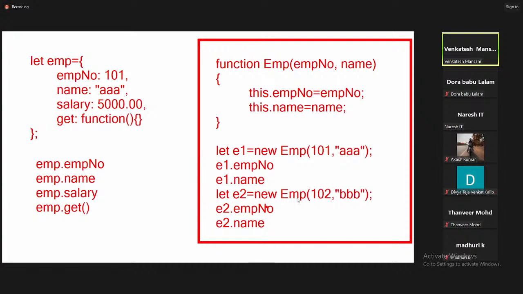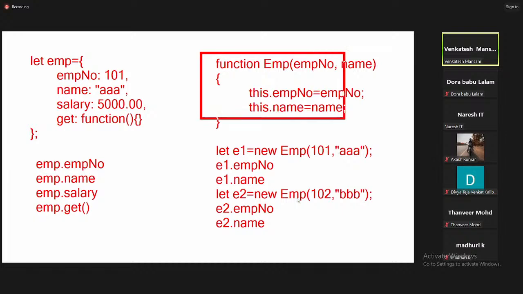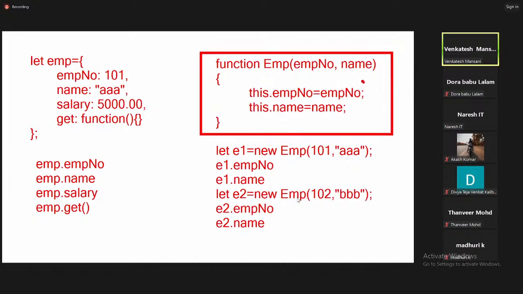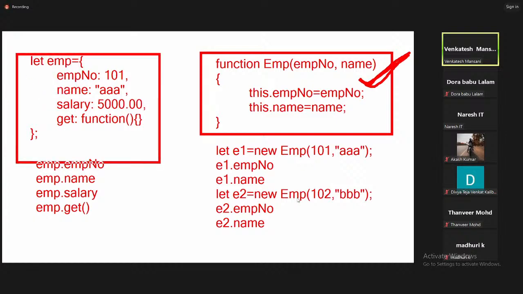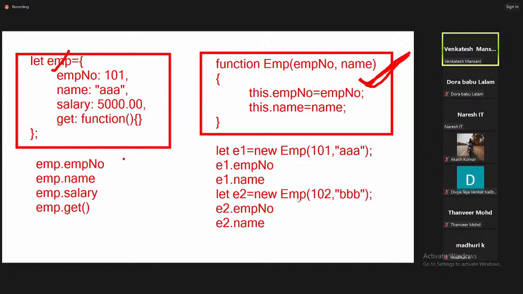Now, if you write like this, this is called a constructor function. If you create an object like this, it is called a constructor function. This is object creation, and emp is called the object here. But here, the object is created and referred by e1. Actually, this is called a reference, and this is also called an object. That difference is there.